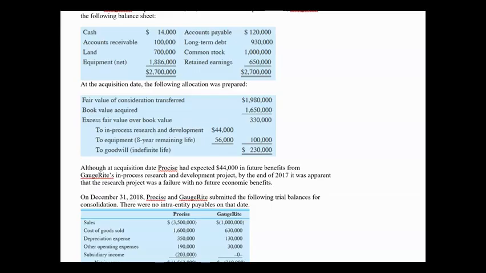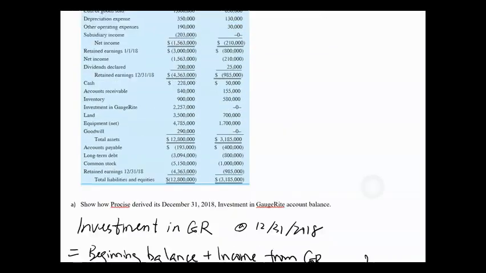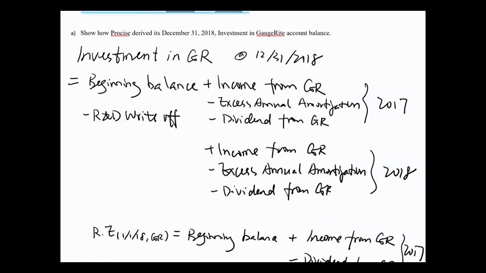First, we change the numbers a little bit. I remove this 100,000 and put 230 over here, because we know that the R&D is no longer there; it will be written off. So we only need to worry about equipment. Equipment has an 8-year remaining life, which means every year there is going to be a $7,000 excess annual amortization, because we do not amortize goodwill. So the total annual excess amortization would be $7,000. I'm going to use the next video to show you how to solve one of the homework questions.